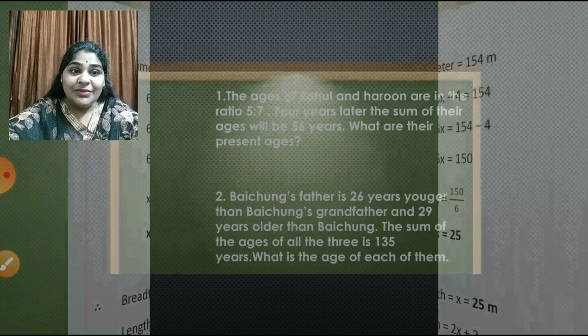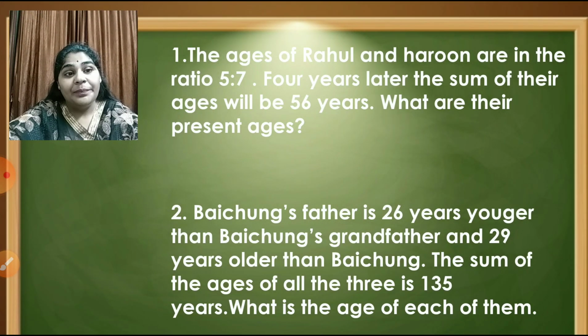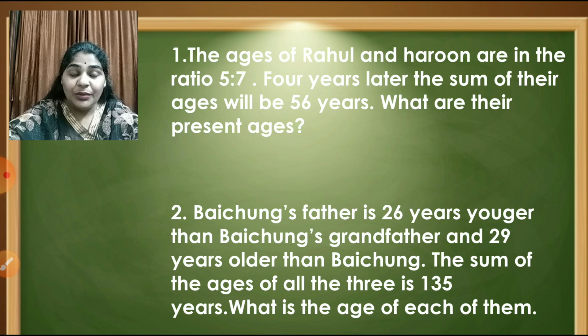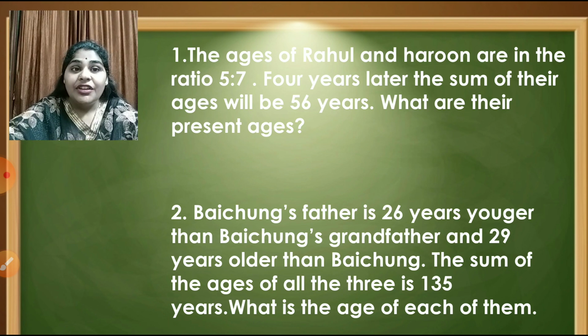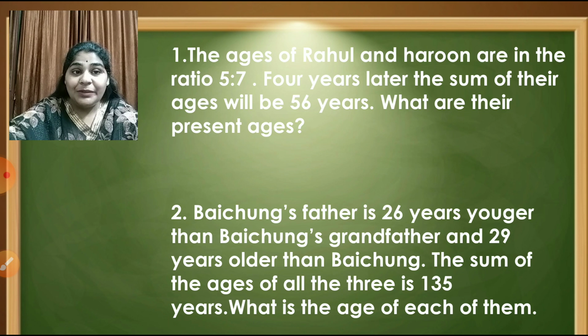So these were a few word sums, children. These are a few examples which you can try. It will be helpful. You will get more ideas on how to solve word sums. These are from your textbook only. The ages of Rahul and Harun are in the ratio 5:7. 4 years later, of course plus 4, the sum of their ages will be 56. What are their present ages?